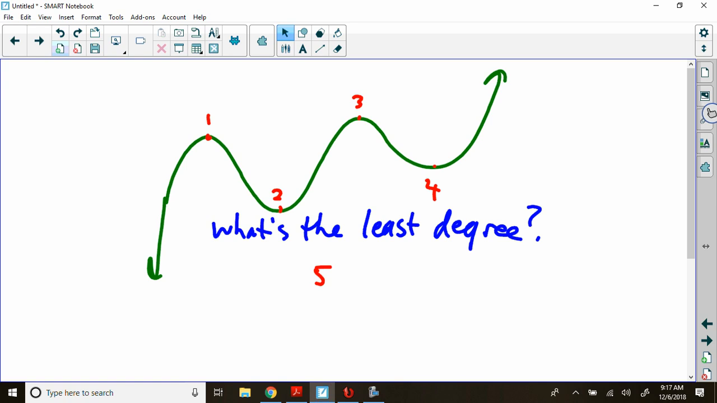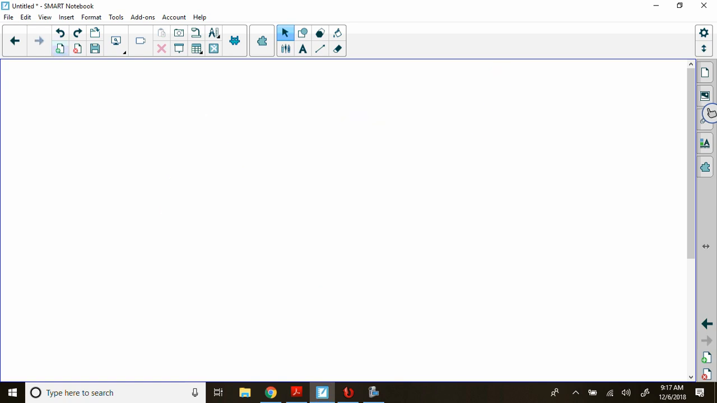Would I have asked for the greatest degree? No, because of the infinite nature of cycling up by 2. Yeah, I wouldn't ask what the greatest degree is. Excellent question. Cool. So the last bit of information we need to talk about today is these finite order differences.